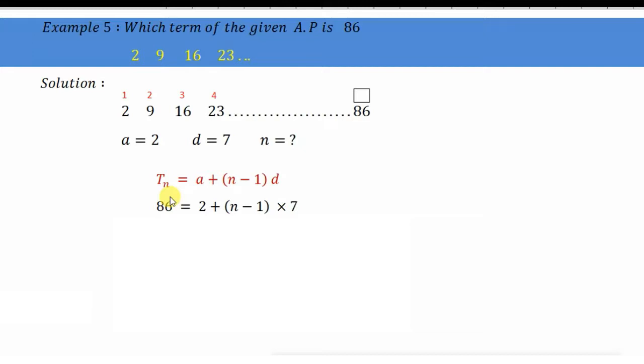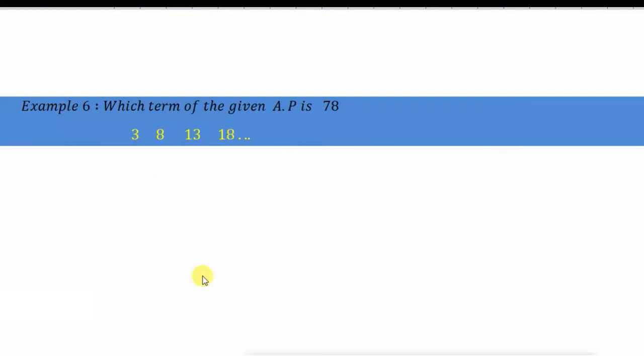So we put Tn equal to 86. A is 2, n we have to find out, and d is 7. So I'll multiply 7 into the bracket. What I get is 2 plus 7n minus 7. And when I transpose it, I get 91 is equal to 7n. So n will be equal to 13. 7 ones are 7, 7 thirteens are 91. So n is equal to 13. So 86 is in the 13th position.